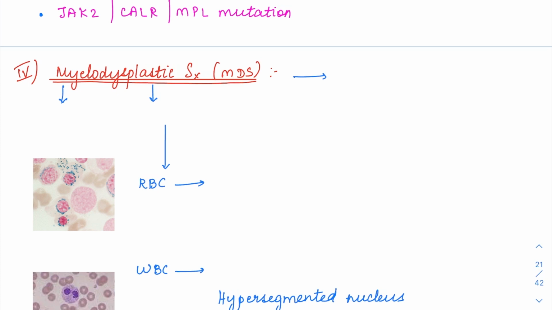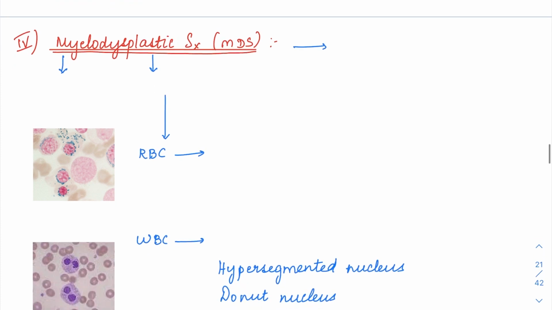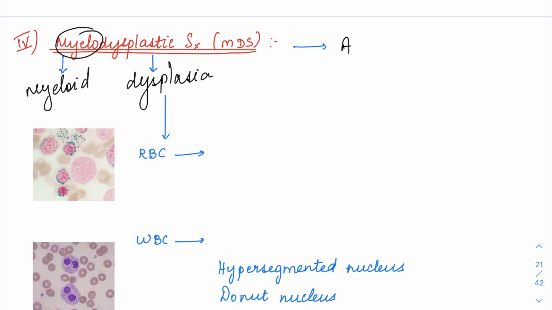Let's move on to the myelodysplastic syndromes. Myelodysplastic syndromes are related to myeloid cells only, and there is going to be dysplasia. These myelodysplastic syndromes can in turn become acute leukemia, especially AML. So myelodysplastic syndrome can progress on to become acute myeloid leukemia.